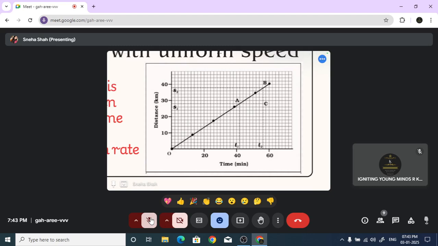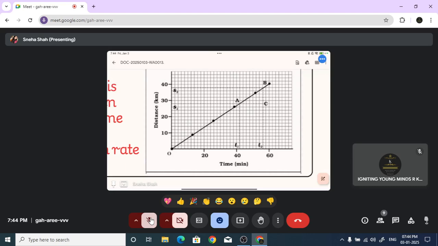Here, when it was 0, the time was also 0. It started at origin. Then when the time has increased to 10 minutes or 11 minutes, the distance has also increased to about 9 kilometers. So this means that the vehicle or the object has traveled about 10 kilometers or 9 kilometers in given time period. Similarly, the distance is increasing linearly, if you can see. It has traveled double the distance in double the time. So this is uniform motion, uniform speed.